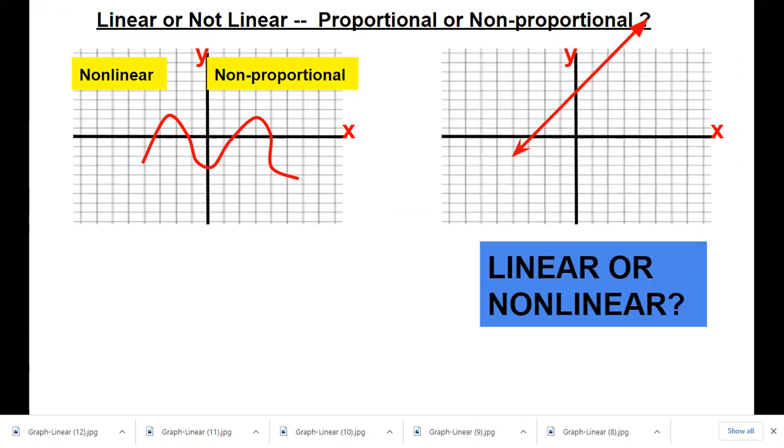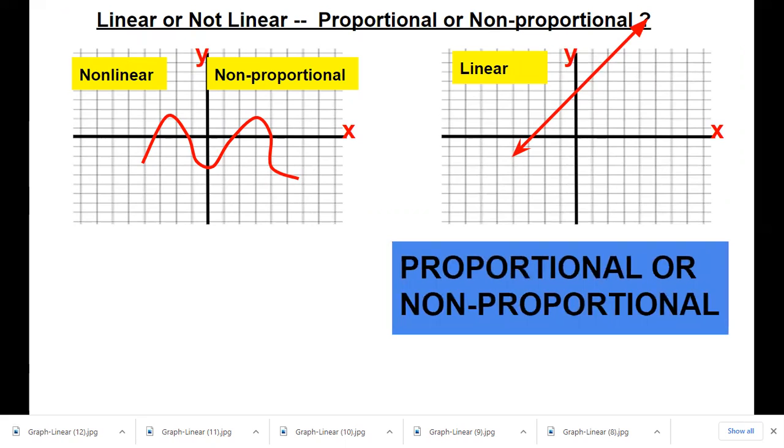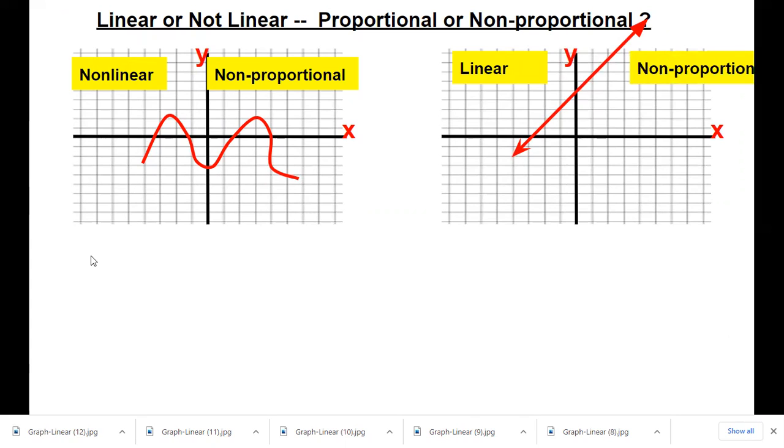How about this graph? Linear or non-linear? Exactly, it is a line, so it is linear. Proportional or non-proportional? It doesn't go through 0, 0, so it is non-proportional. Very good. Next one.